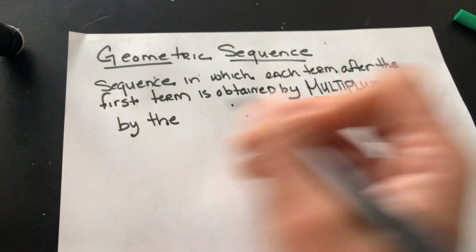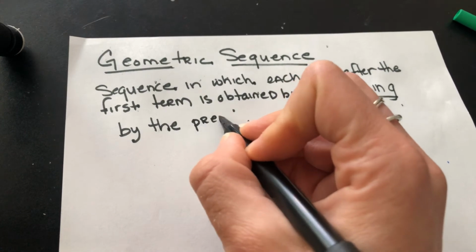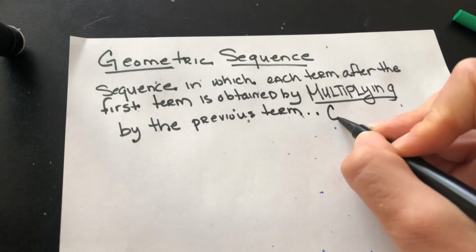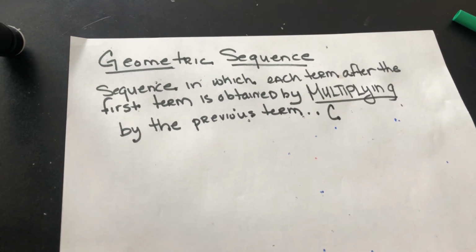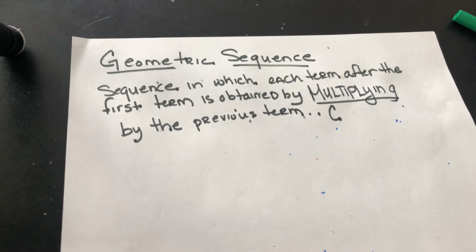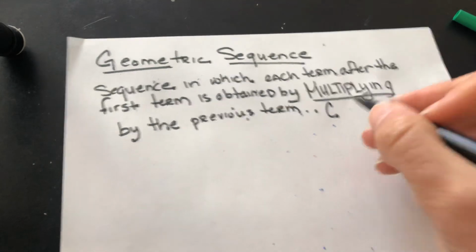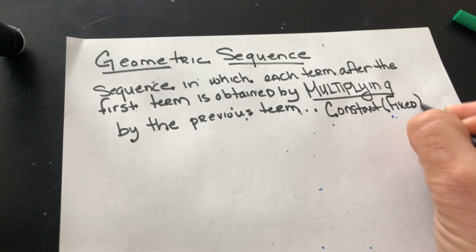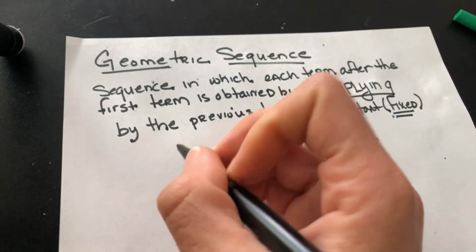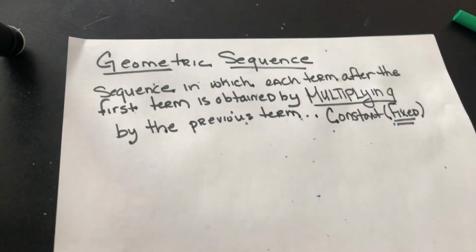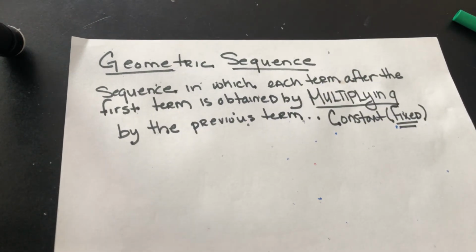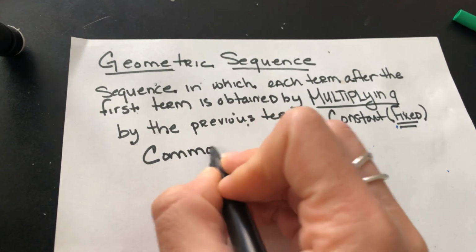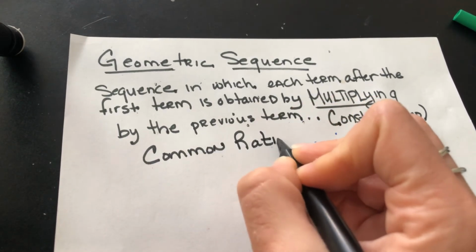By the previous term. This is now going to be called a sequence in which each term after the first term is obtained by multiplying by the previous term. Again, it is a constant or a fixed number that's not zero, and it is called a common ratio. Not sure if that got a little wordy, but hopefully you guys all know what I mean.